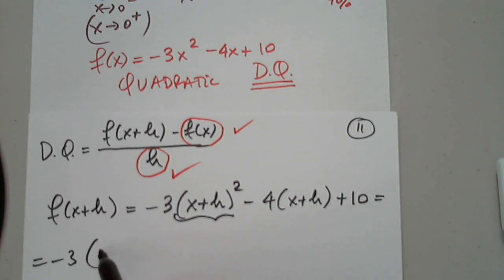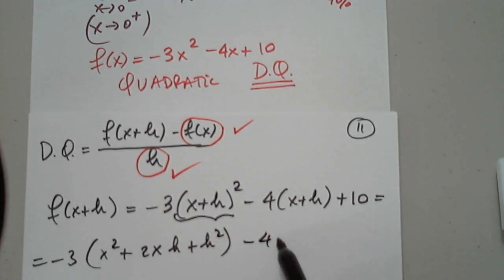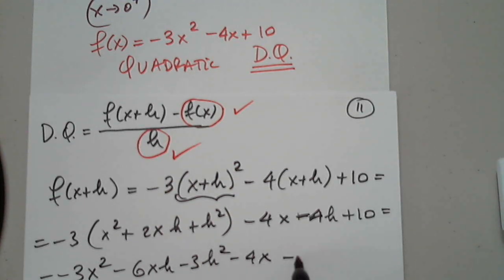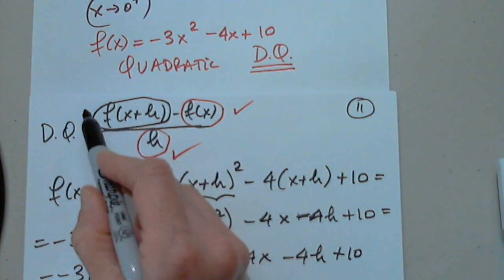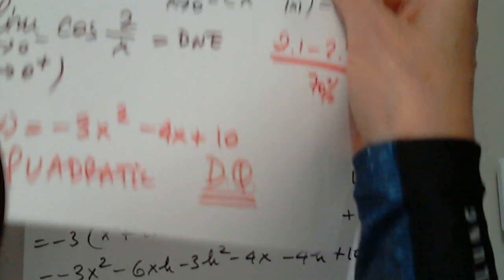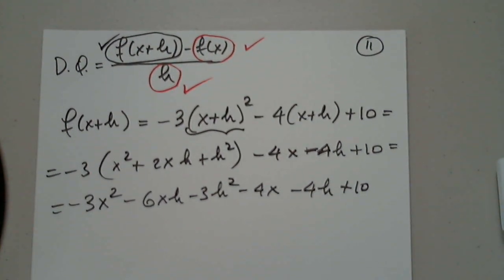X squared plus 2hx plus h squared. Very good. And the next one, good. So now I just distribute negative 3. And finally, I have this piece. Now I have all pieces, so I can put them together and find the difference quotient.